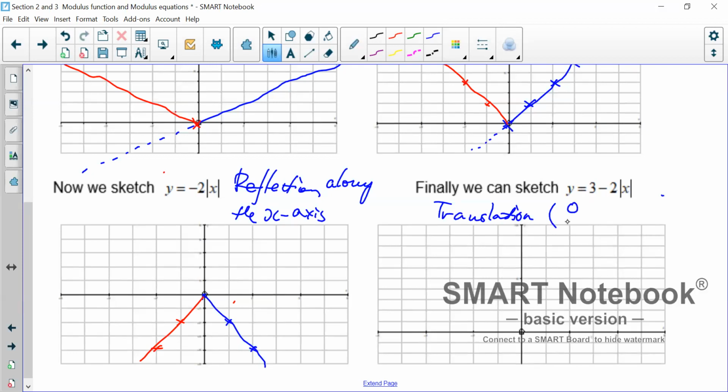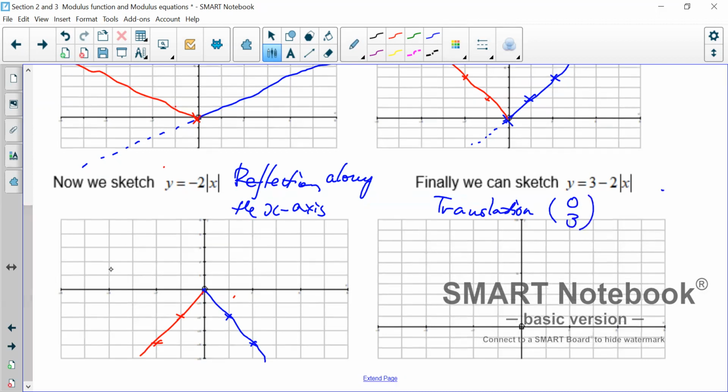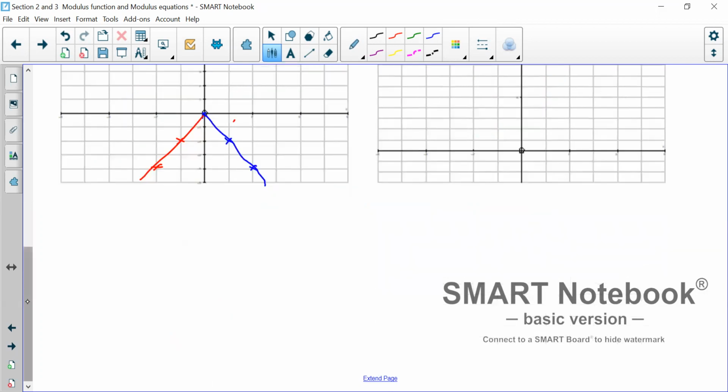Nothing's happening in the x direction. I do want to add a 3. So add 3 means the whole graph gets shifted upwards by 3 spaces. So if you look at the tip of this shape, before it was 0, 0, now it is going to get moved up by 0, 3. So now it becomes 0, 3. Now I need to move down so you can see the grid.